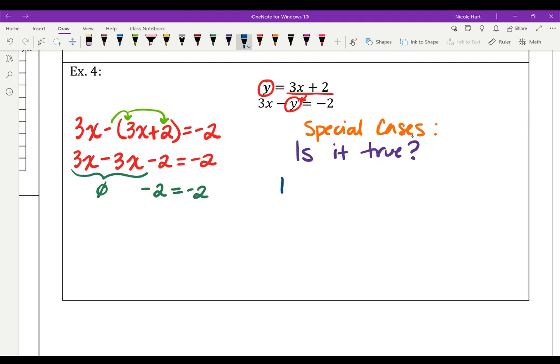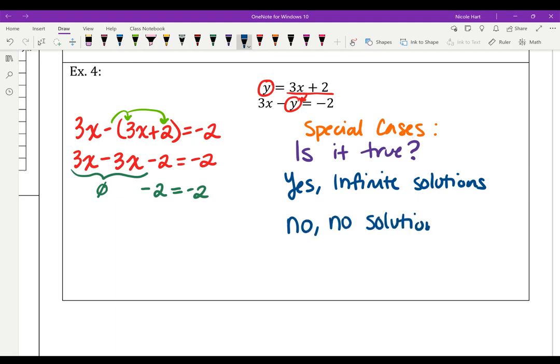So if it is true, or yes, it's true, then you have infinite solutions. If it is not true, then you will have no solutions. So looking at negative 2 is equal to negative 2. Is that true? Yes, it is. So our answer is infinite solutions.